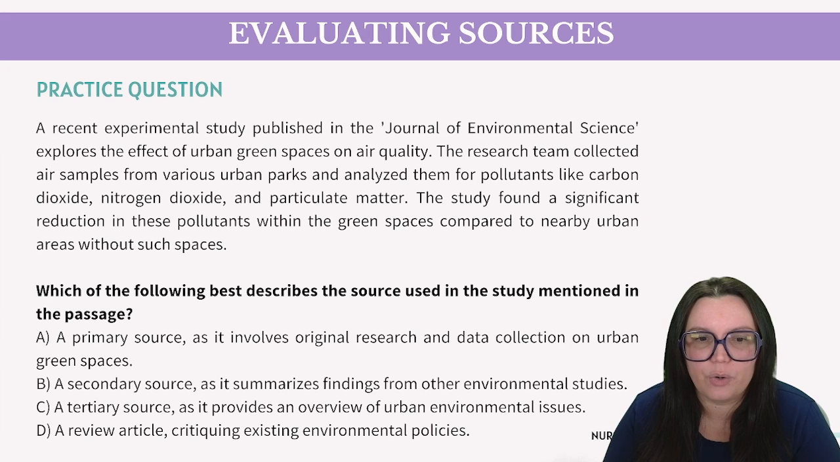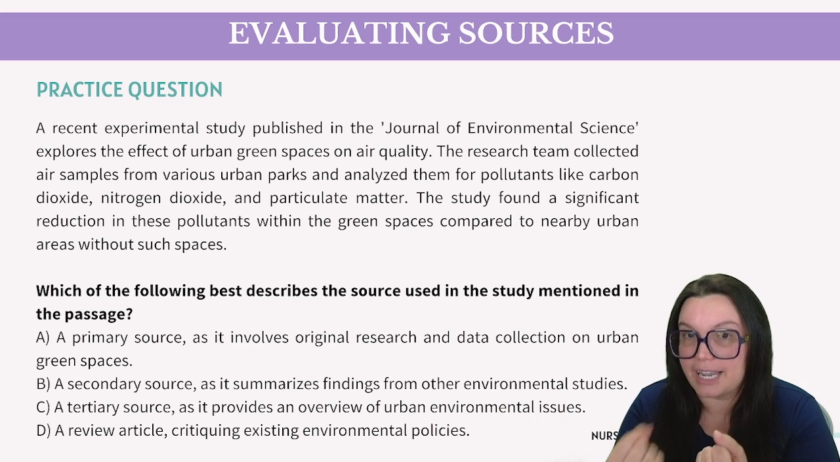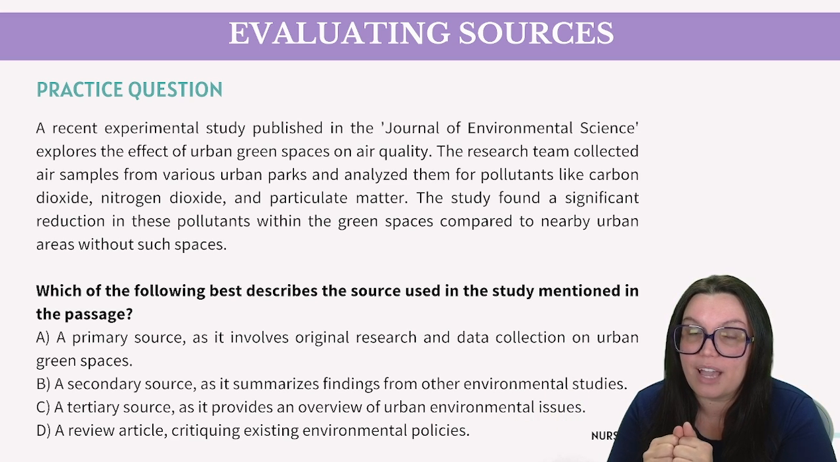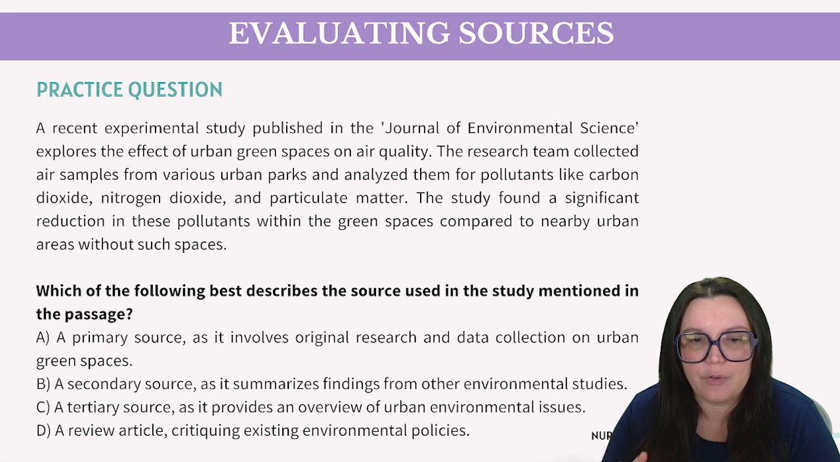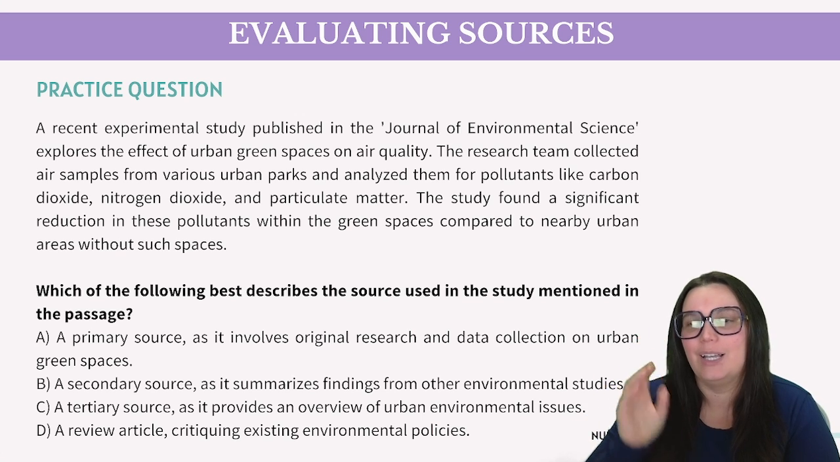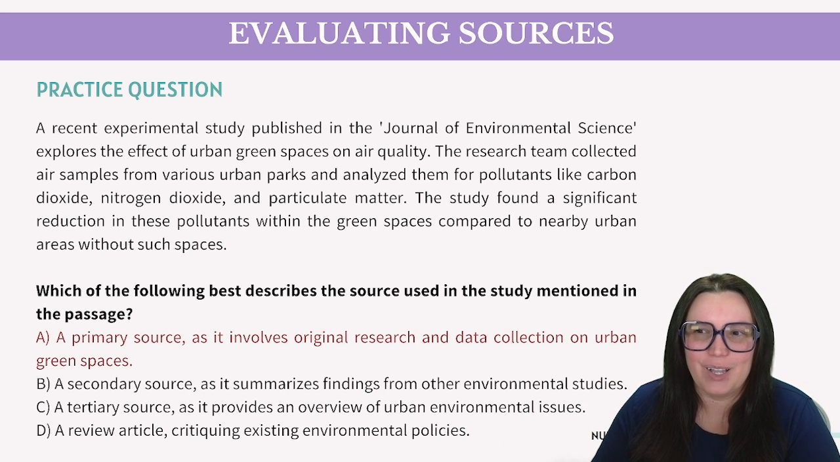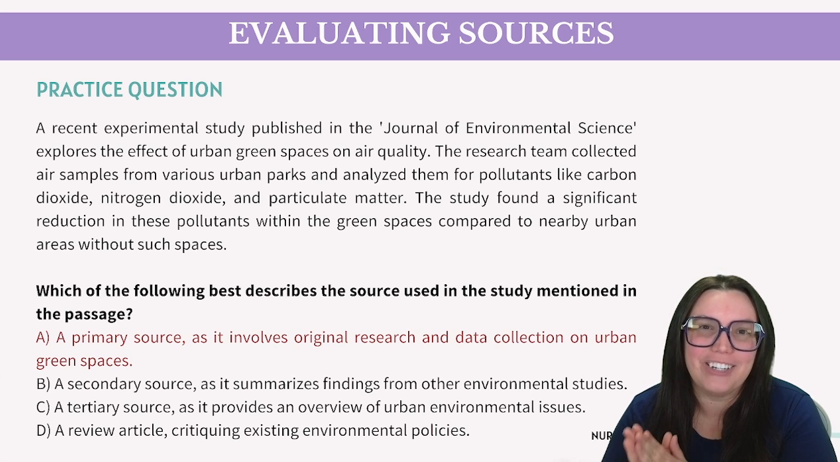C, a tertiary source, as it provides an overview of urban environmental issues. Well, again, we're not taking our primary and our secondary sources and putting them together without new analysis, so we can automatically eliminate that. And then lastly, D, a review article critiquing existing environmental policies. We didn't discuss anything about environmental policies, so we can automatically eliminate that. The correct answer to this question is going to be A, as it is a primary source.